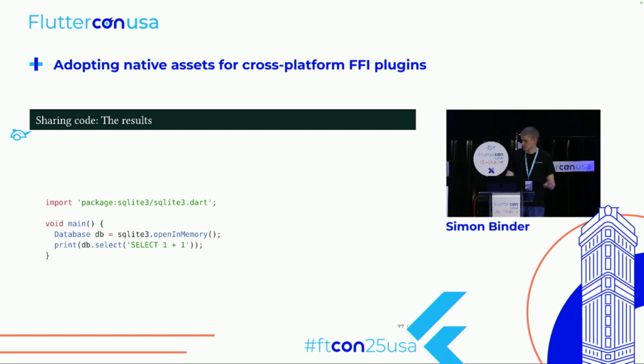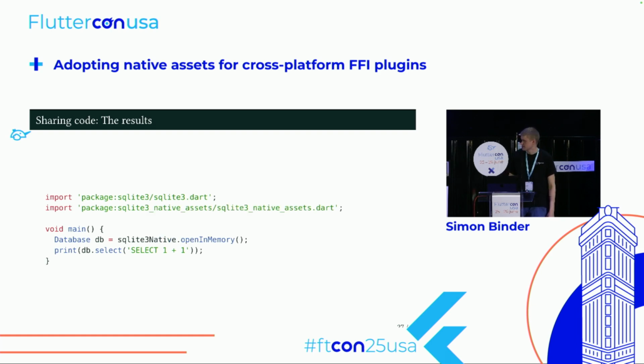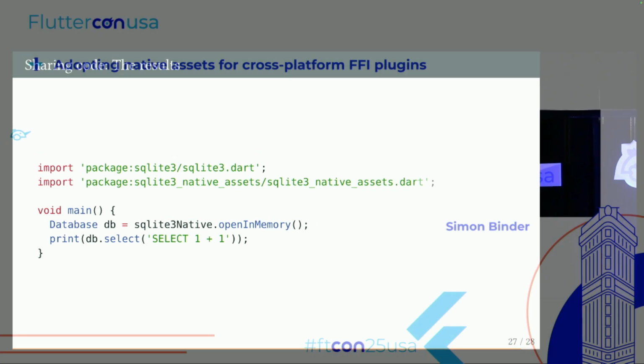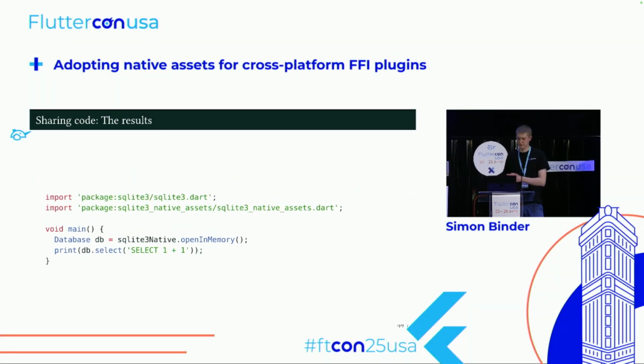And the only compatibility change is that if you want to opt in to native assets today, you add the dependency on SQLite native assets. And then the only interface change is that you're no longer using the SQLite getter, you're using the SQLite native getter. And that's all you had to do to swap out these implementations. And with that, you're able to benefit from all the cool linking mechanisms that come with the native asset system.